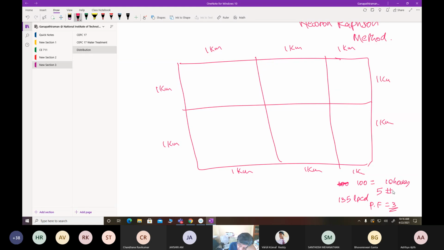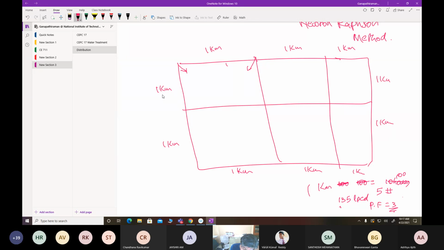So in 1 kilometer, how many houses will be there? 10 into 10, 100 houses for every 100 meters. So you just assume that for 1 kilometer you have got 100 houses, and each house will have 5 people. So 500 people, 500 multiplied by 135, multiplied by 3, the peak factor. Half the demand you put here and half the demand you put here.